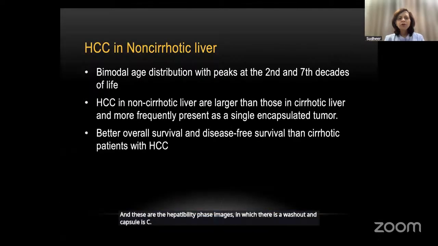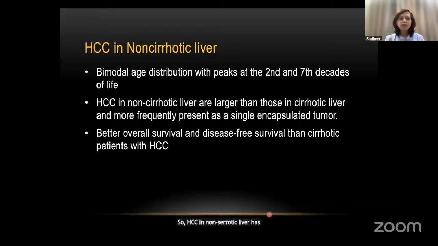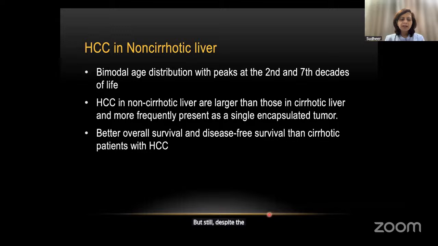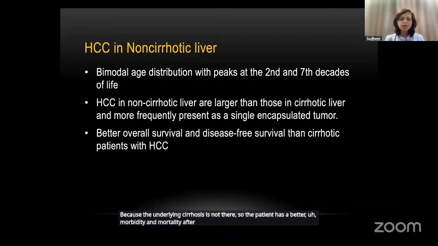So HCC in non-cirrhotic liver has a bimodal age distribution. It may be seen in second decade or 7th decade onwards. And usually they are larger than cirrhotic liver HCC because the patient is not having routine screening and they usually present late. But still, despite the larger size, they have a better overall survival because the underlying cirrhosis is not there. So the patient has a better morbidity and mortality after a surgical treatment of these patients.